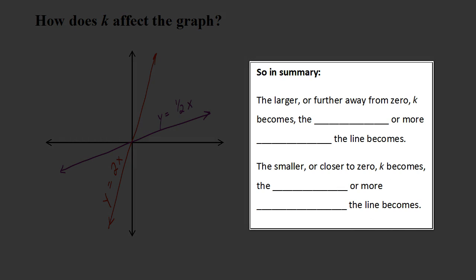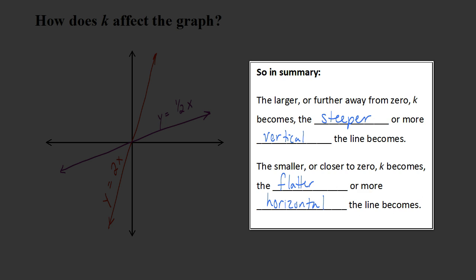So let's summarize what we've just found over here in this box. The larger, or further away from 0, k becomes, the steeper or more vertical the line becomes. Or the flip side of that is we could say the smaller, the closer to 0 k becomes, the flatter or more horizontal the line becomes. So it's really important to understand that because, like I said, later on we're going to be matching graphs to equations without being able to use a calculator.